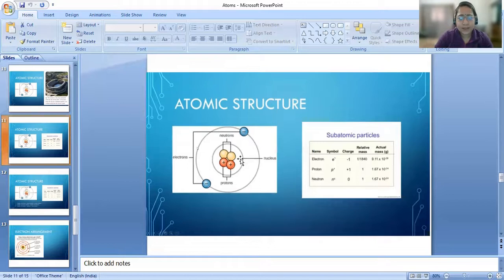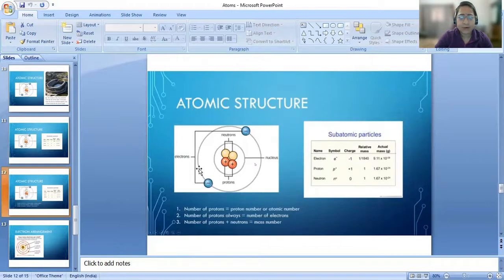Next are the electrons, the protons, and there are also neutrons inside the nucleus of the atom. What are the charges? Electrons are negatively charged. Protons are positively charged particles, whereas neutrons are neutral particles. What about the mass? The mass of the electron is very negligible, whereas the masses of protons and neutrons are the main constituents responsible for the mass of the atom.